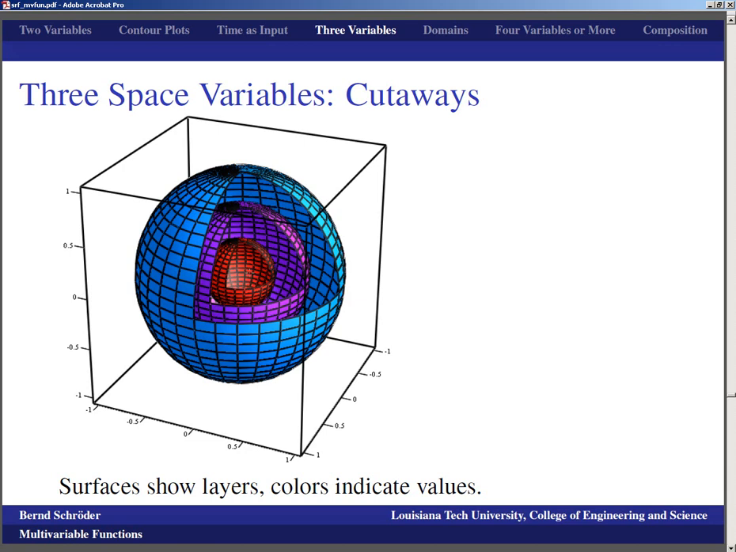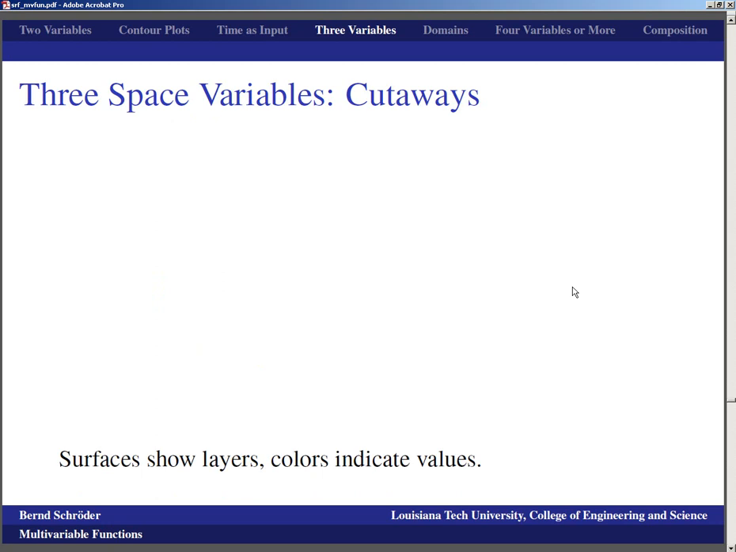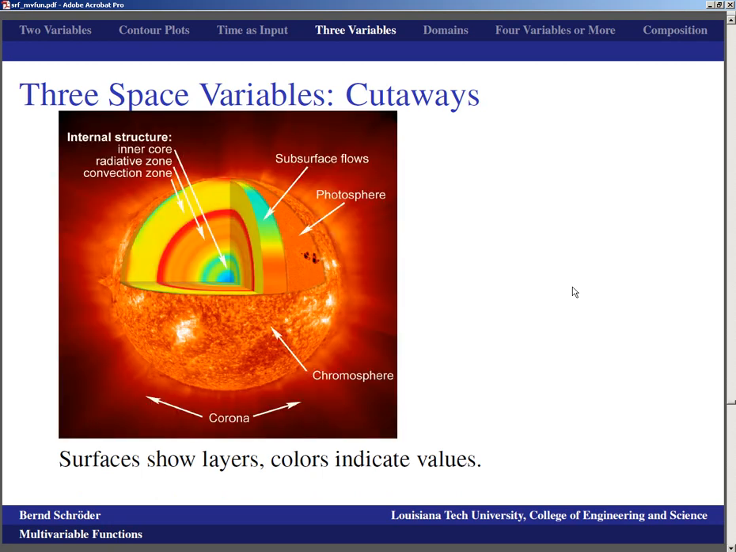And so basically, when you have a function of three variables, typically people draw some kinds of cutaways where the surfaces show layers where the function assumes the same value, and the colors indicate the values, and again, hotter colors indicate higher values, and cooler colors indicate lower values, which is something that you may have seen in a science article, for example, when people talk about the structure of the sun.